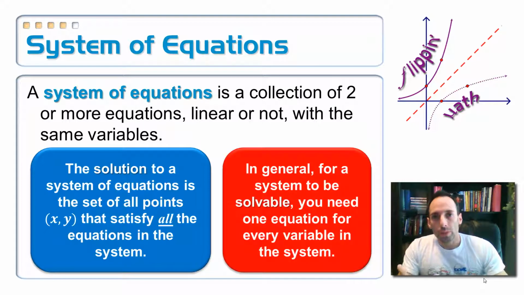In general, if you have two variables, x and y, then you need two equations to solve it. As you'll see at the end of this unit, when we have three variables, x, y, and z, this means that you need three equations to solve it. So in general, however many variables you have, in order for the system to be solvable, for you to find that solution, you need an equation for each one of those variables.